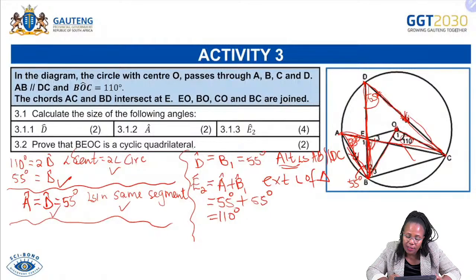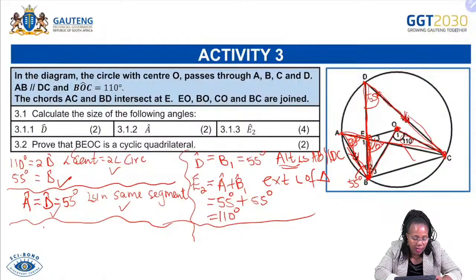This is 110. And then the last one: prove that BEOC is a cyclic quad. We have already done that, grade 12. We have just proven that E2 is equal to O1 because both of them are equal to 110. And if that is the case, therefore, BEOC is cyclic.